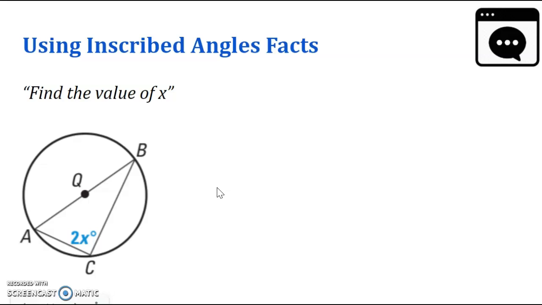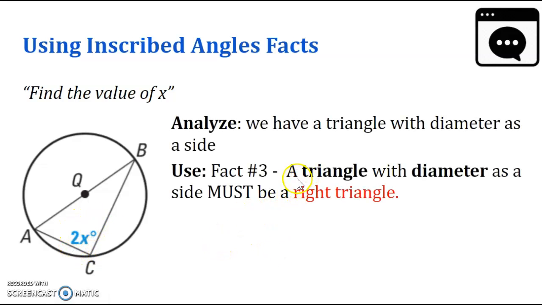All right, now you can use the inscribed angle facts to find the value of x. If I know that this line segment AB is going through the center, we're dealing with a triangle formed in the semicircle. So we know that this is 180 degrees, and we use the fact that a triangle with a diameter as a side must be a right triangle. Therefore the measure of angle ACB is 90 degrees, because that's half of 180 degrees. That's a straight angle. So 2x is 90, therefore x is 45 degrees.